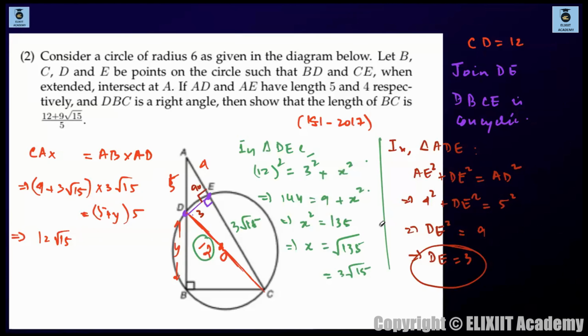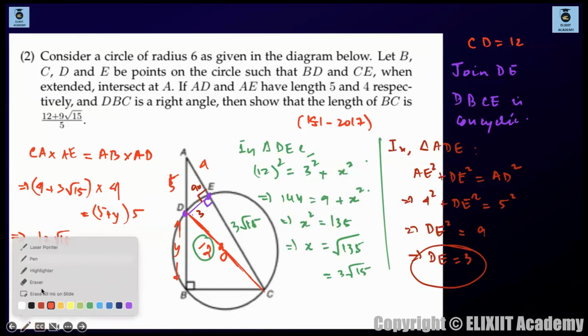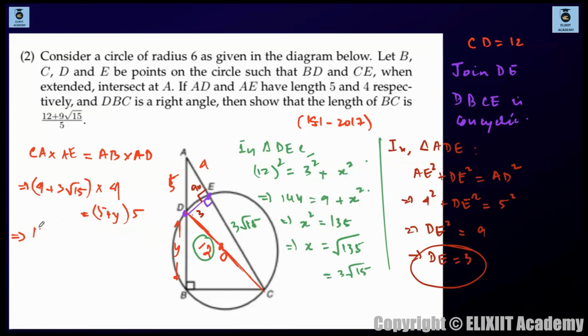Pradyun, please correct this thing. It's not CE. It's CA times AE, the outside part. So it's CA times 4. So this becomes 16 plus 12 root 15, which is equal to 25 plus 5y. Simply solve for 5 plus y from here.